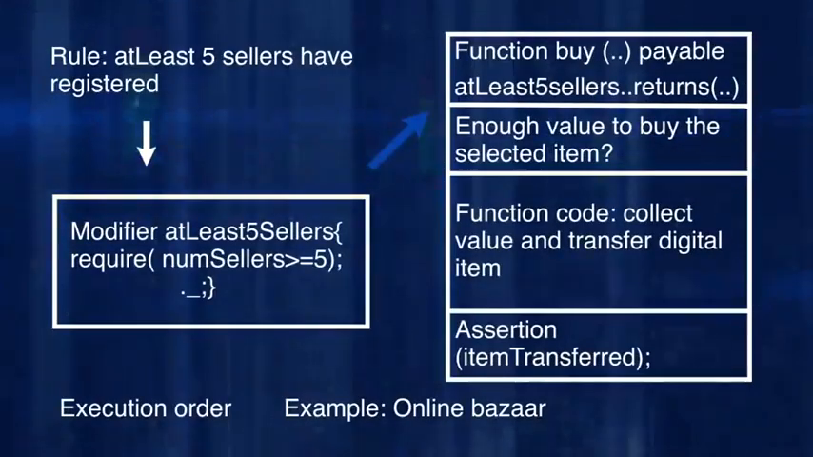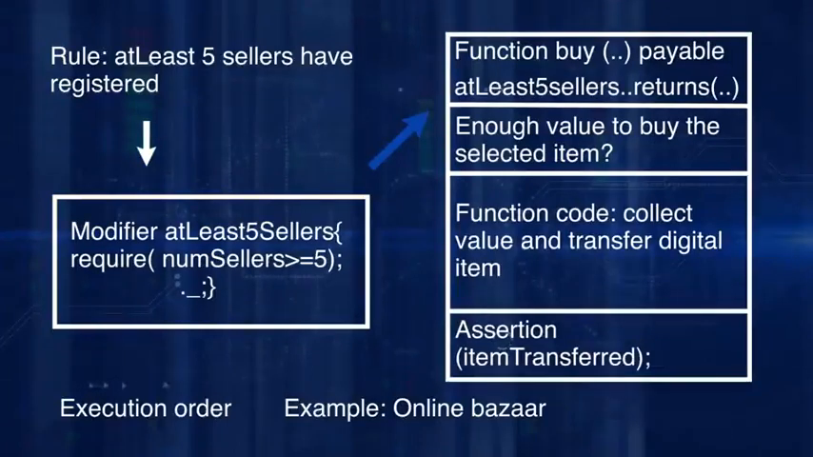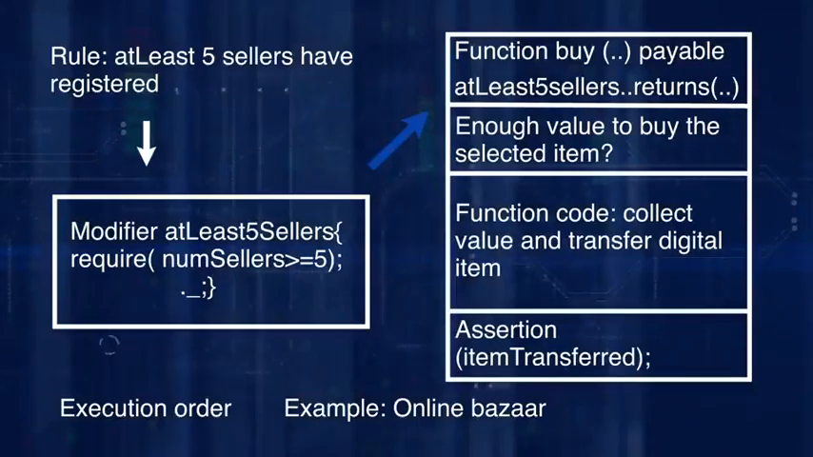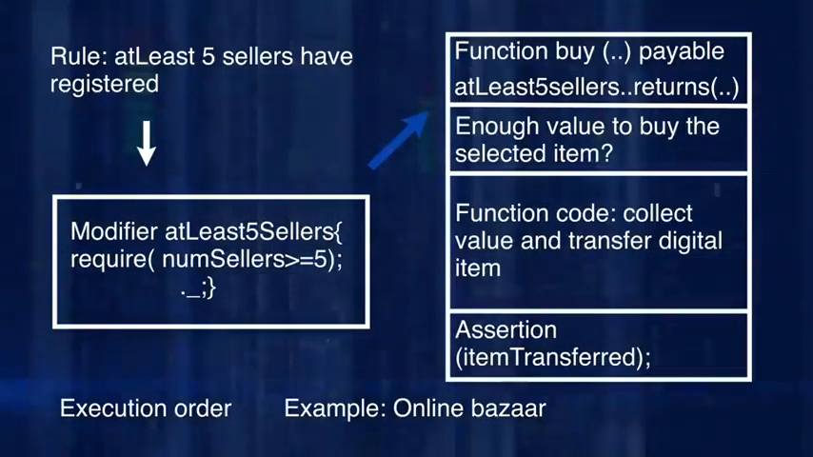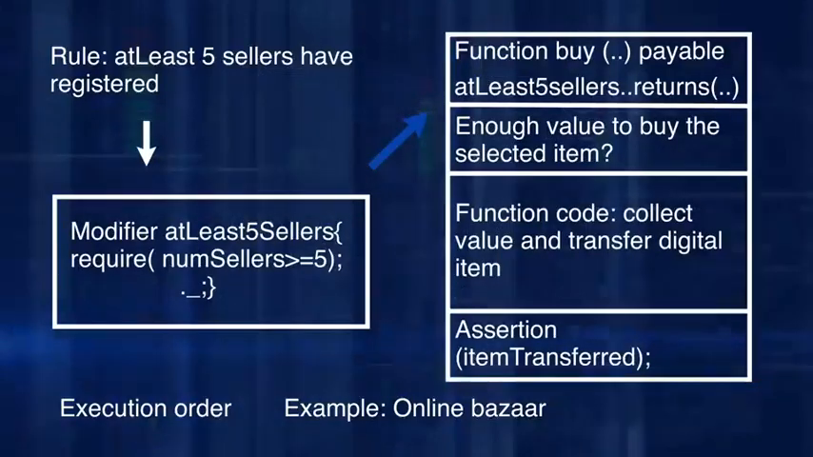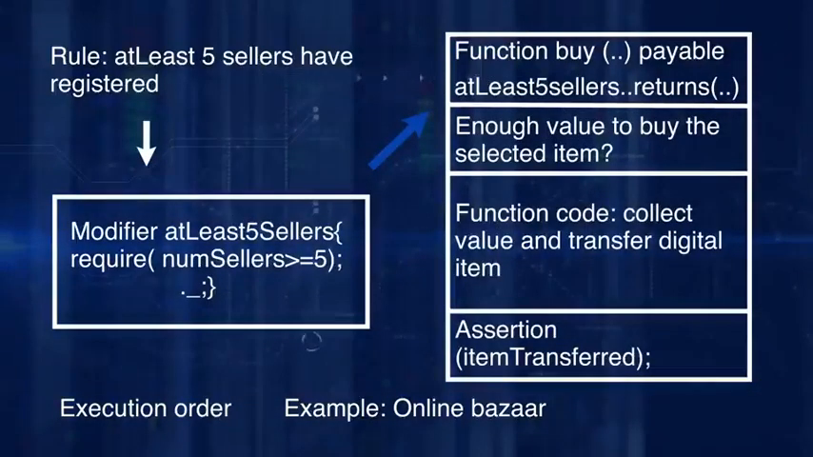Here is an example of an online digital media bazaar. Input condition as specified by a modifier is at least 5 sellers. This enforces the condition that there should be at least 5 sellers with their products before a buyer initiates a buy message through a transaction. This is a global condition for all buyers, so it is appropriate to install it using a modifier declarative statement.